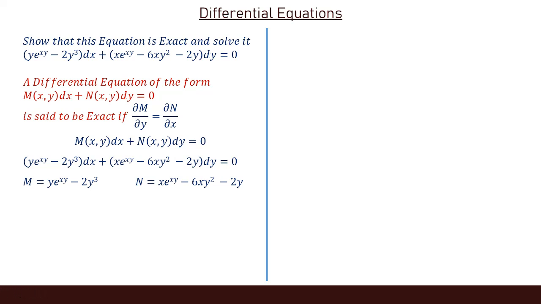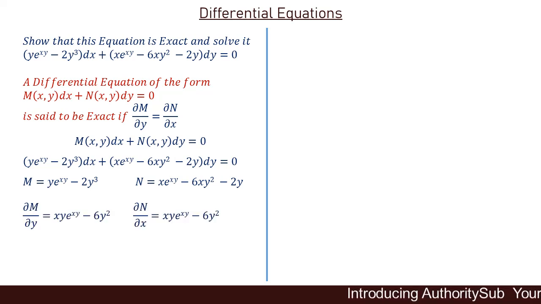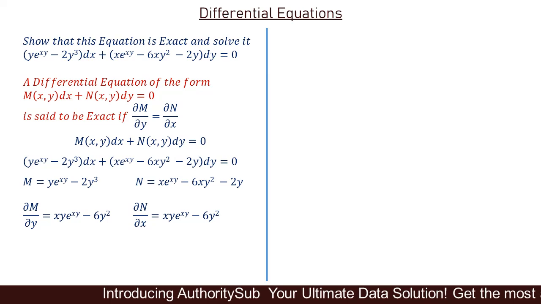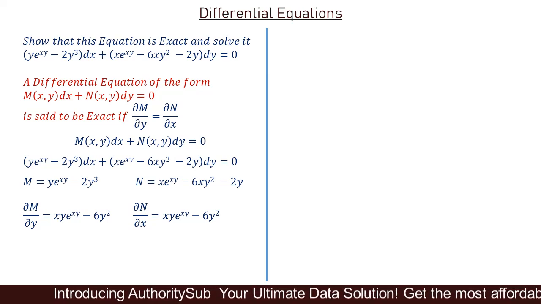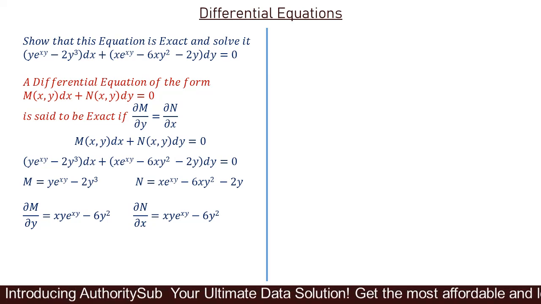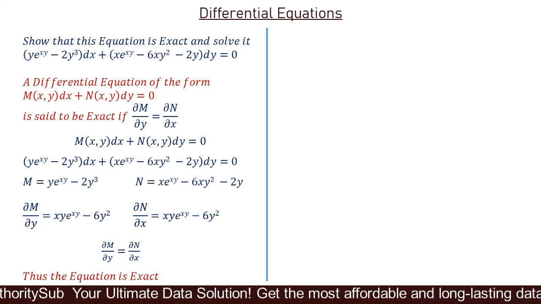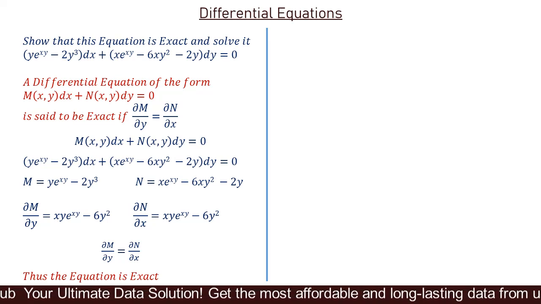Now let's differentiate M partially with respect to y. When we differentiate M partially with respect to y, we are going to have xy e^(xy) - 6y^2. Differentiating N partially with respect to x, we are going to have xy e^(xy) - 6y^2. So here we see that partial M over partial y is equal to partial N over partial x. Thus, the equation is exact.